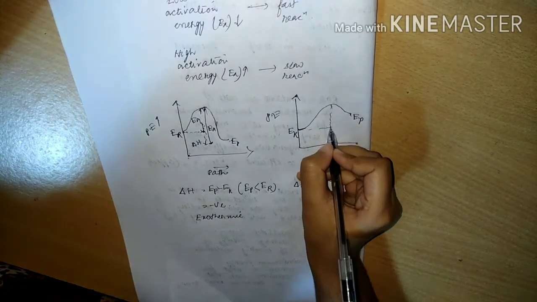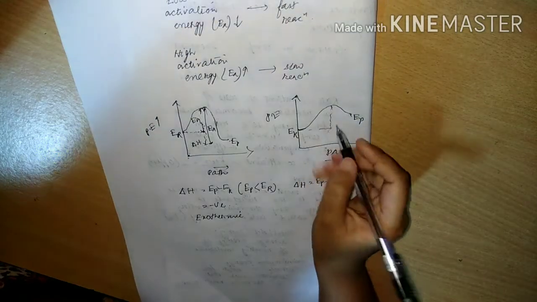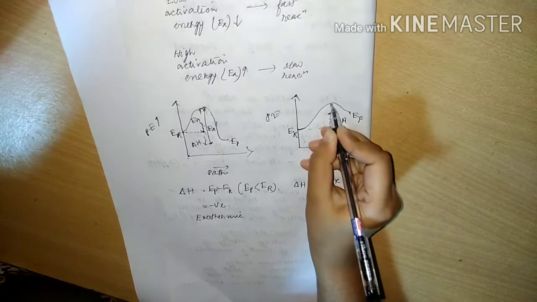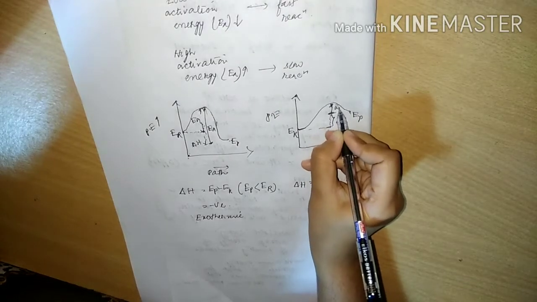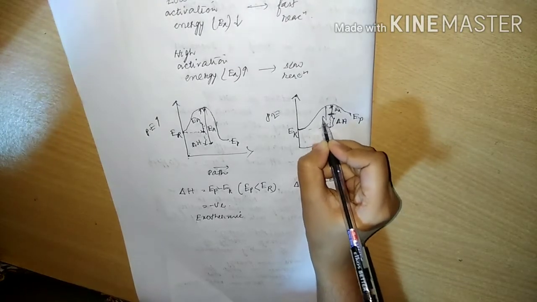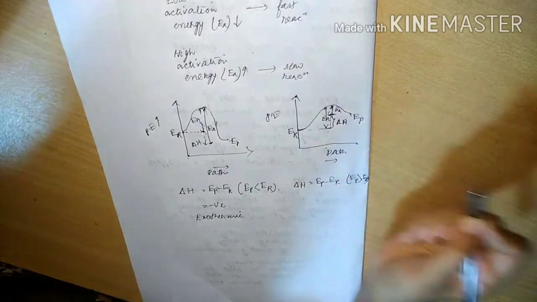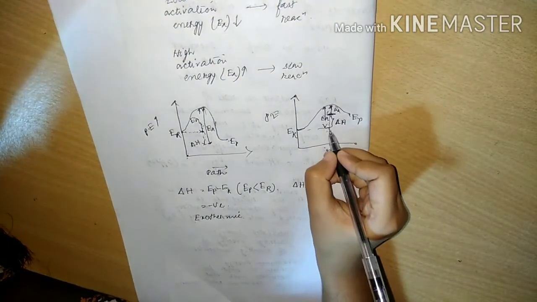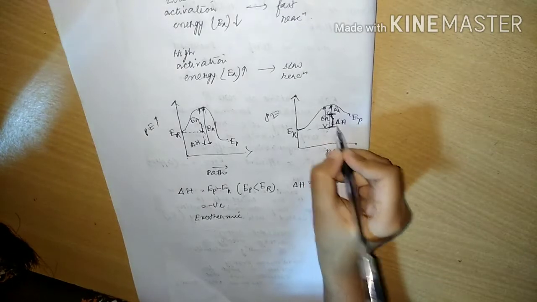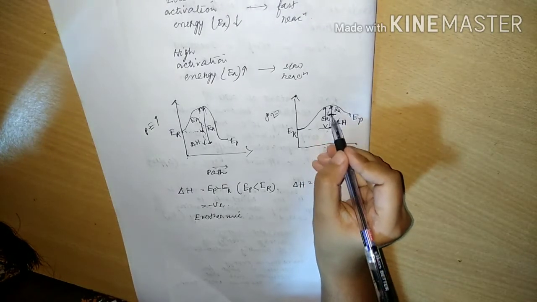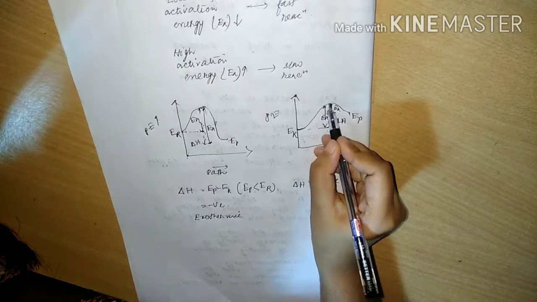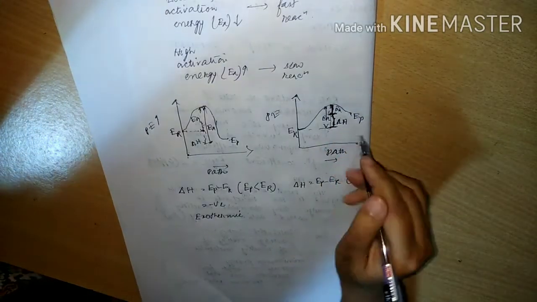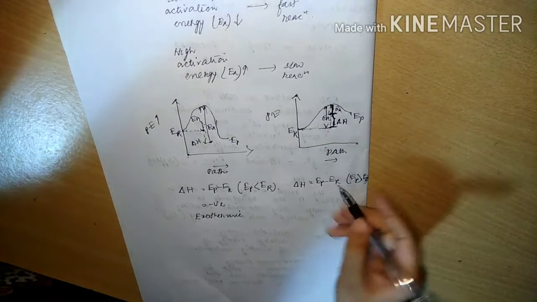So this will be what? The difference between EP and ER will be del H. This will be EA, and the full one will be EA dash. Okay, the difference between product energy EP and reactant energy ER will be del H. The upper curve going upward will be the EA, the activation energy, and the new activation energy will be the full one from ER to this.